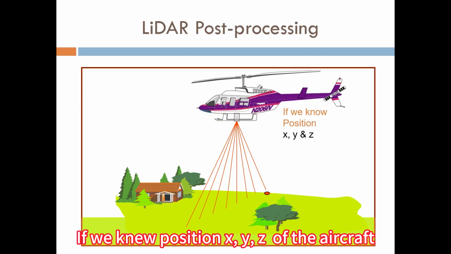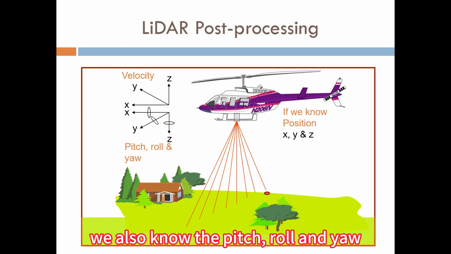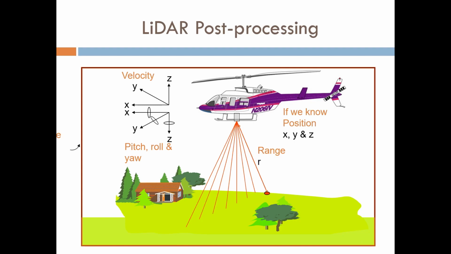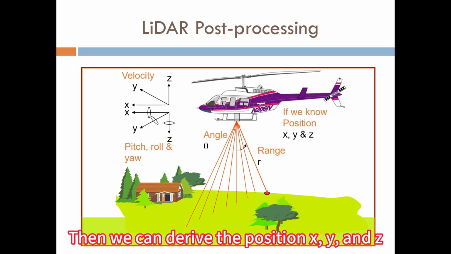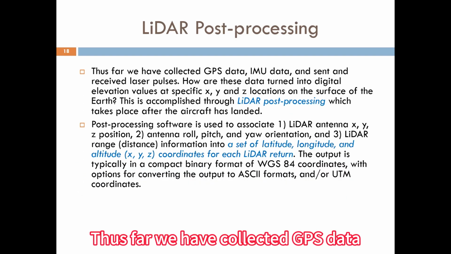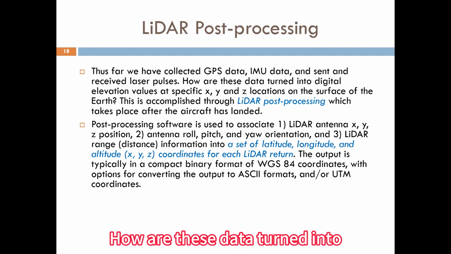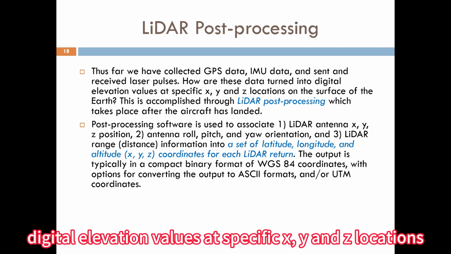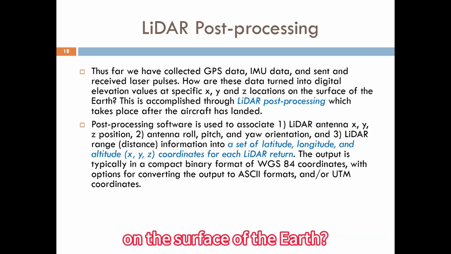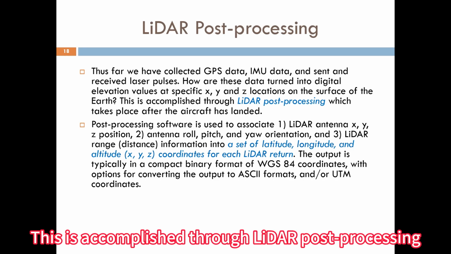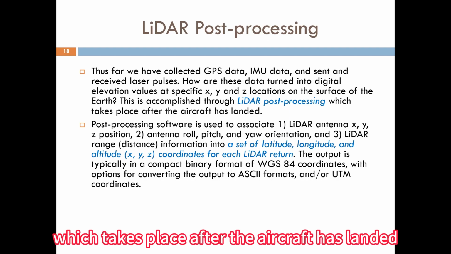If we know the position X, Y, Z of the aircraft, we also know the pitch, roll and yaw. Range is measured. Angle is measured. Then we can derive the position X, Y, and Z. Thus far we have collected GPS data, IMU data, and sent and received laser pulses. How are these data turned into digital elevation values at specific X, Y, and Z locations on the surface of the Earth? This is accomplished through LiDAR post-processing, which takes place after the aircraft has landed.